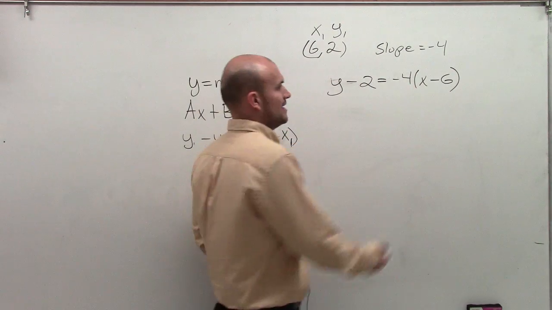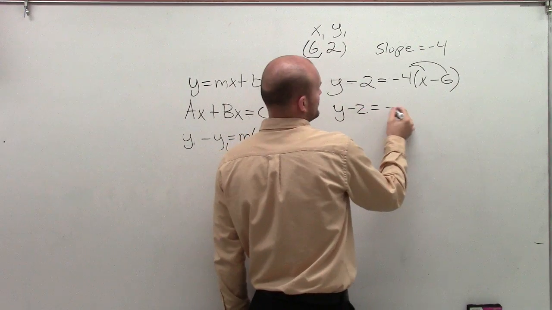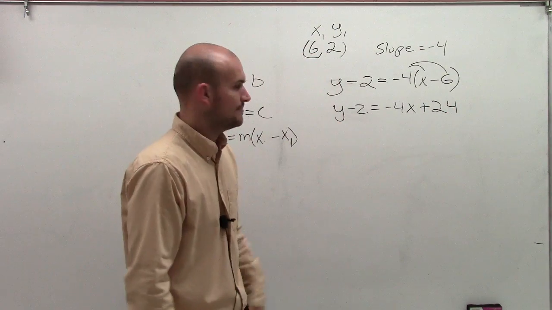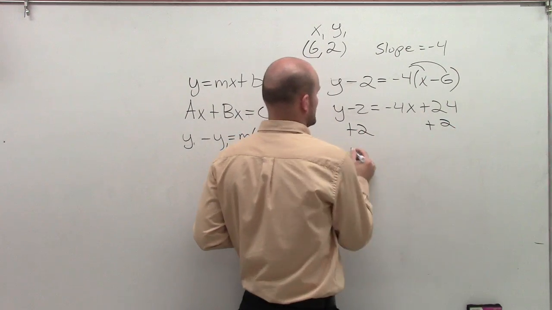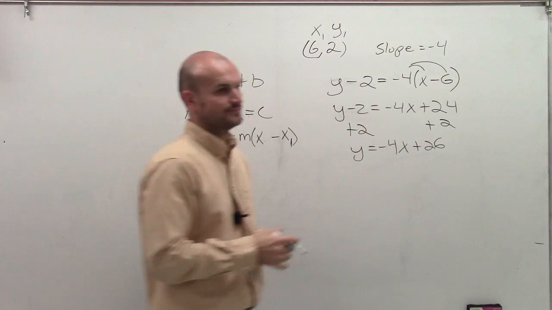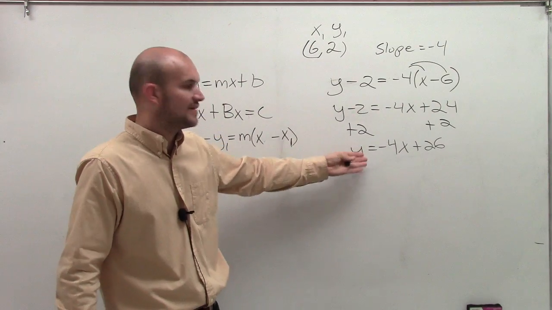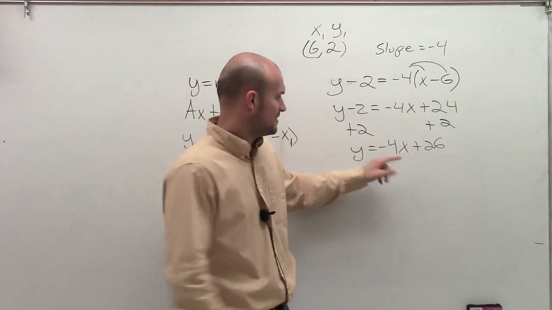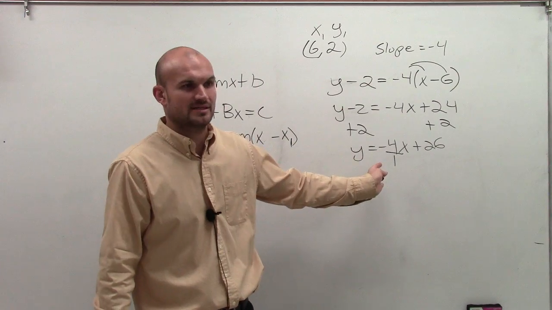Now what you do is simplify. Distributive property. So you have y minus 2 equals -4x plus 24. Then solve for your y, and you have y equals -4x plus 26. Now that's in slope-intercept form, which is very helpful to graph, right? So you can graph it from there, plot 26, and then your slope would be -4 over 1. So you go down 4 over 1. Make sense? Okay.